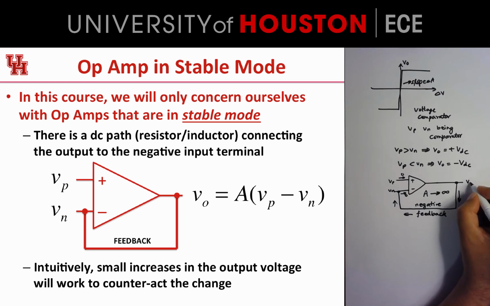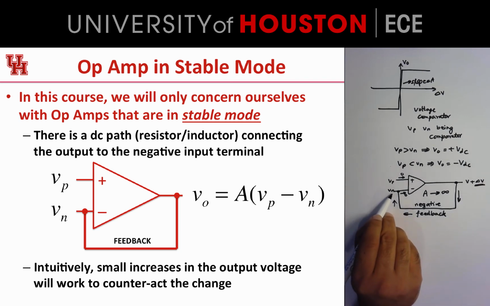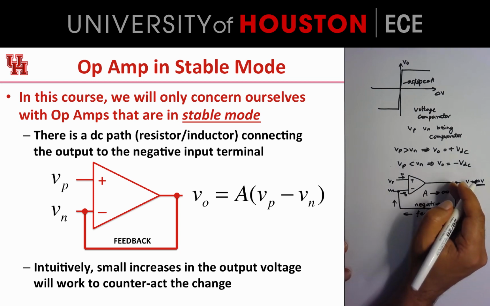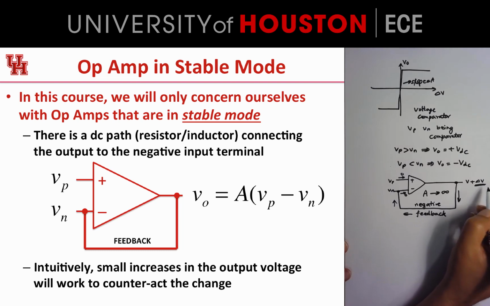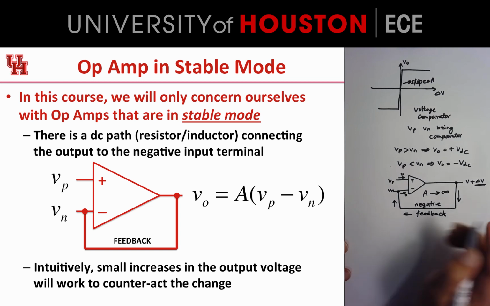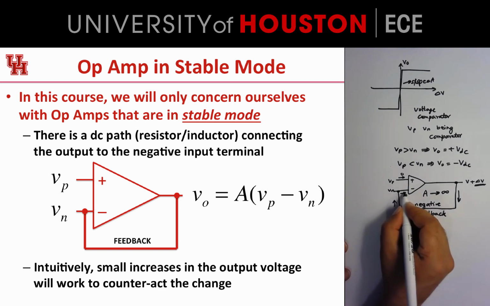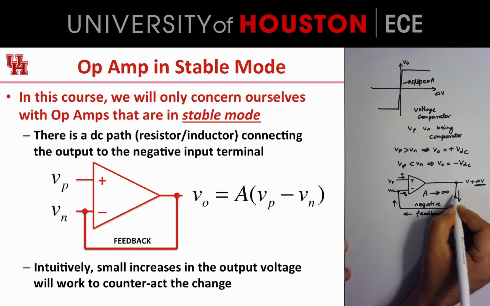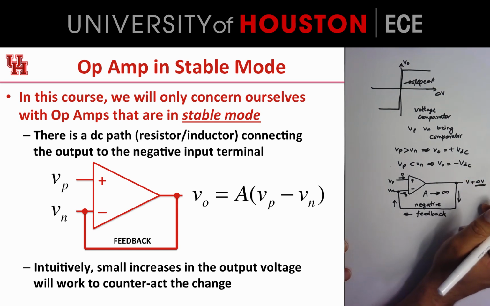If we try to increase it even slightly to V plus delta V, then this delta V is going to show up here, and that's going to affect the new voltage by some value that will eventually drive this delta V to zero. Because even the slightest increase on this side is going to get amplified a lot, which means the output is going to go down.